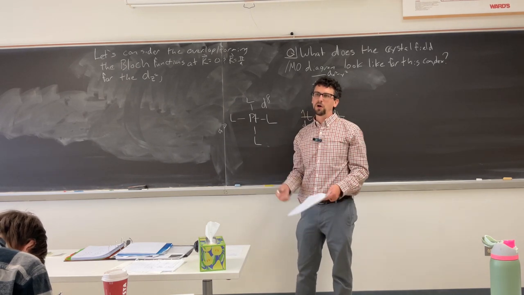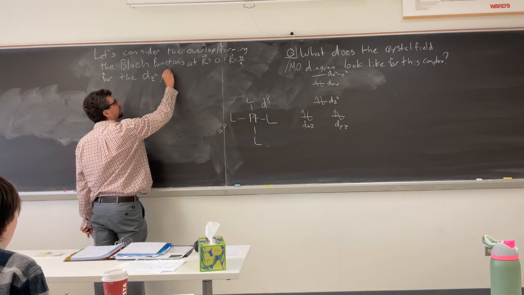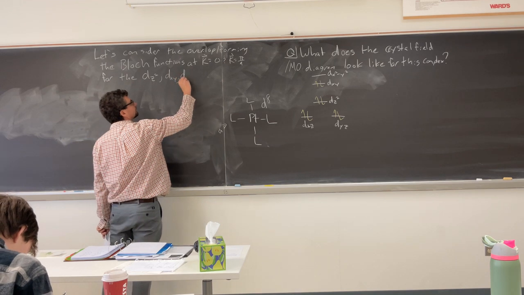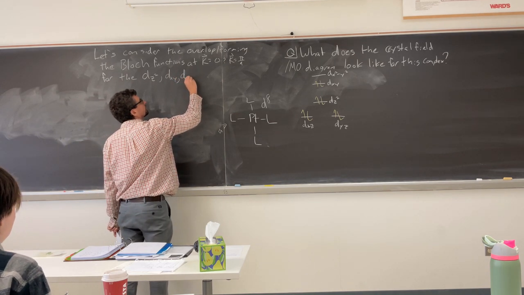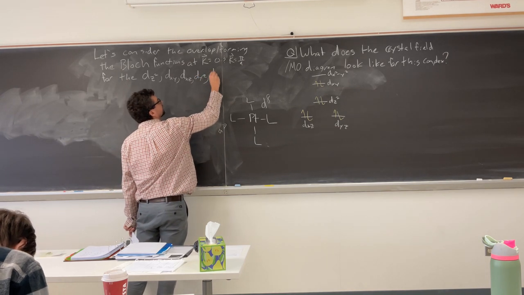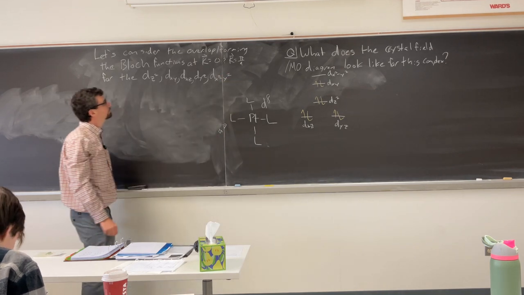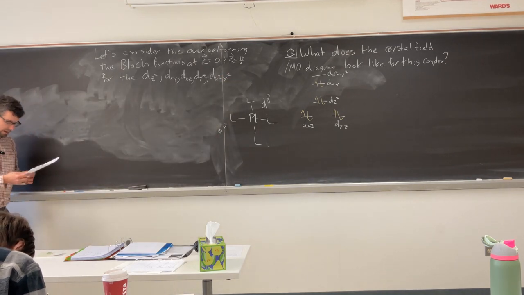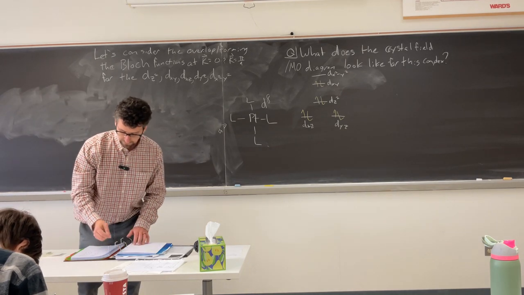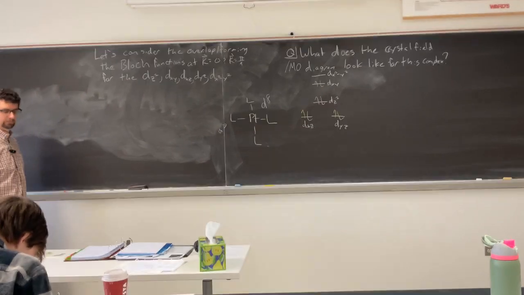We have to consider all the different d orbitals. So we got the dz squared. What other d orbitals do we got? Yep. Yep. Yep. There we go. And we should all know what those functions look like from the solutions of the Schrodinger equation applied to the hydrogen orbitals or from Gen Chem.